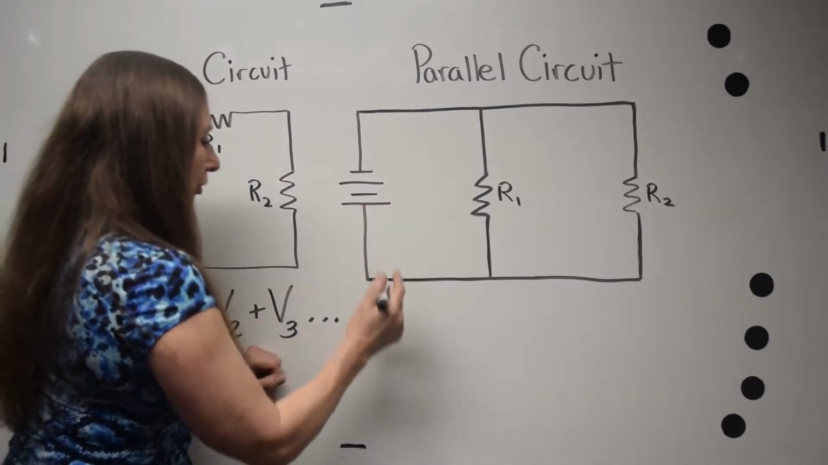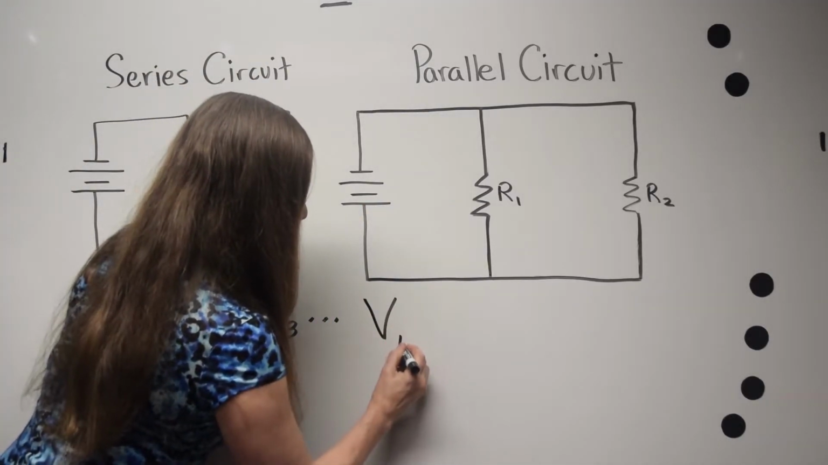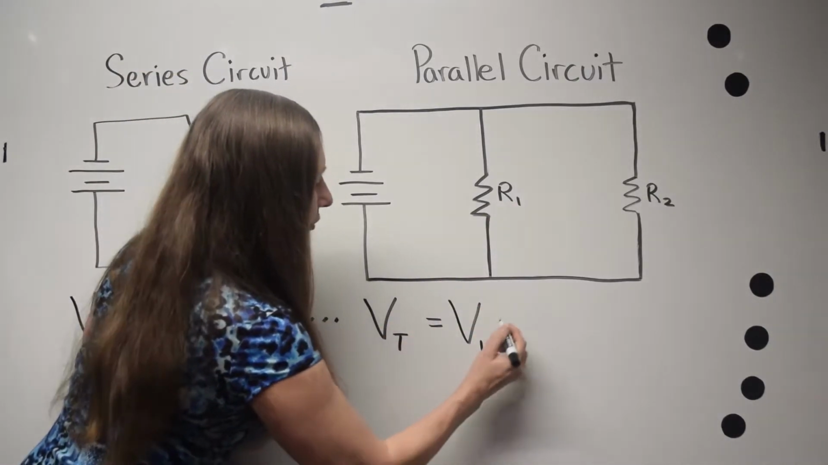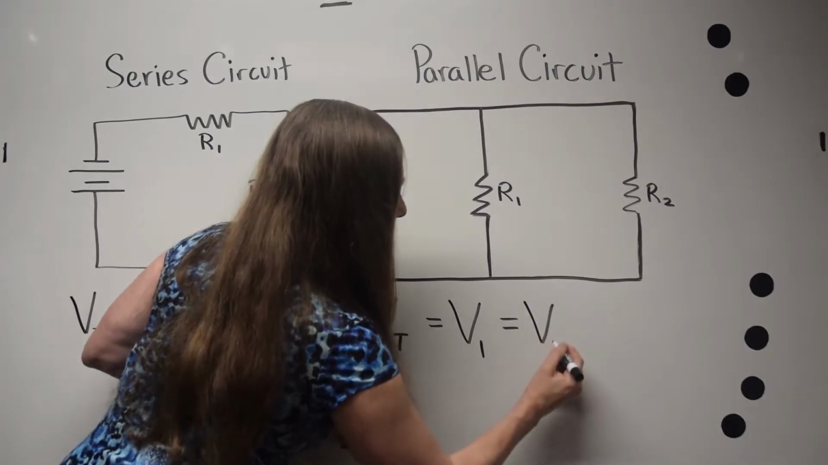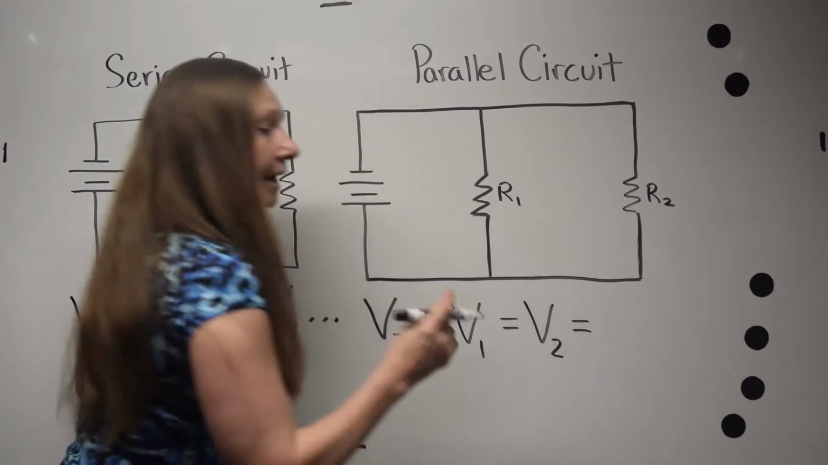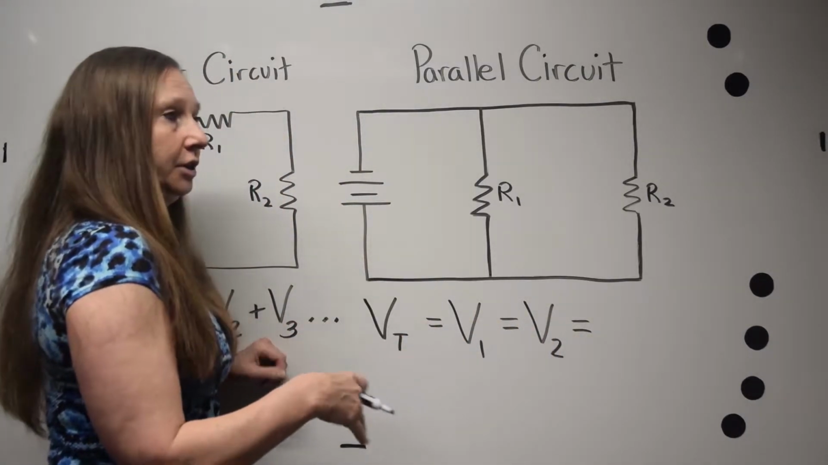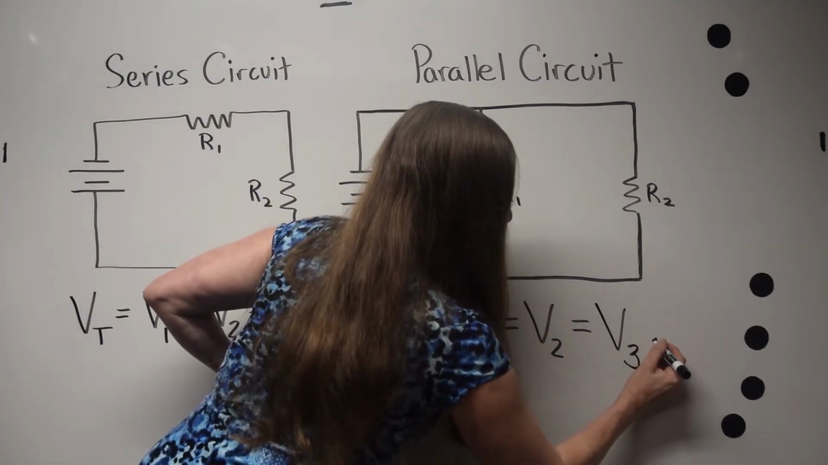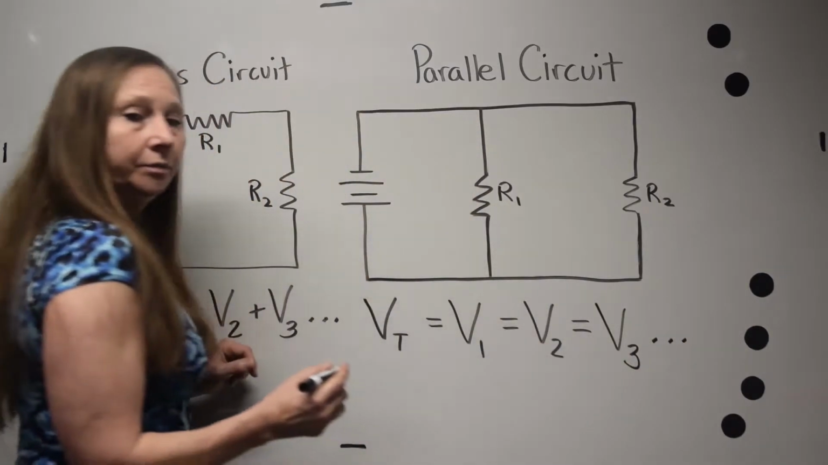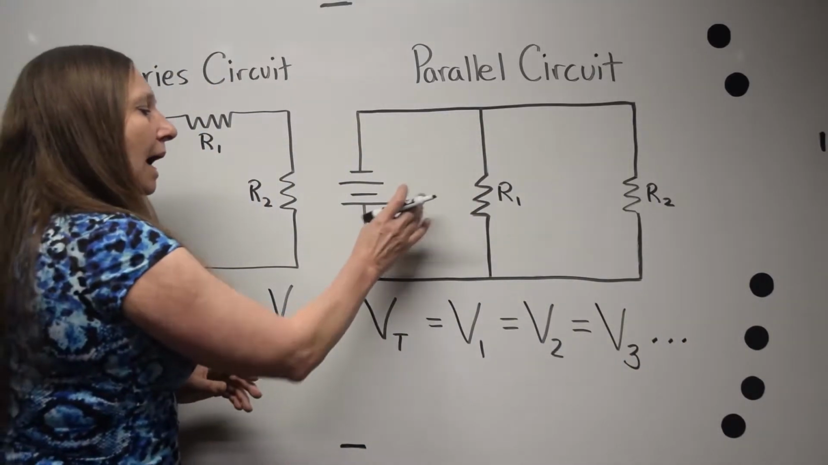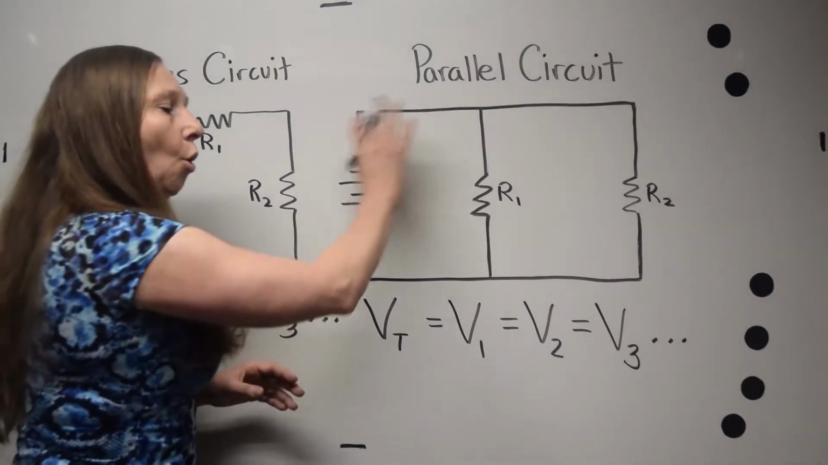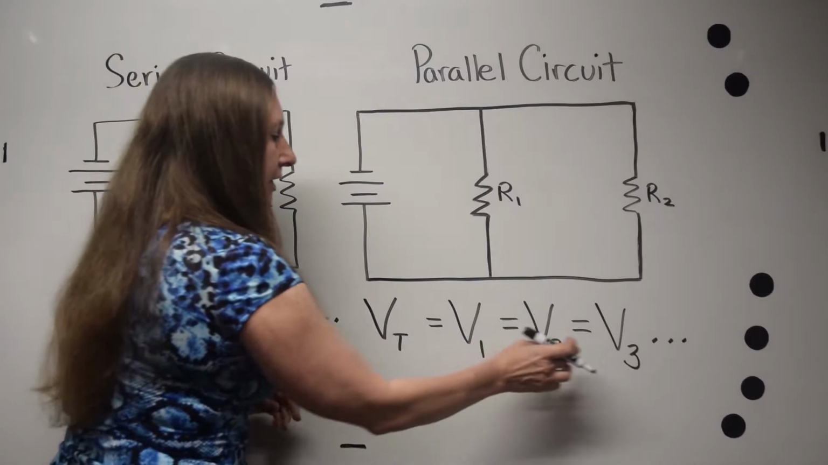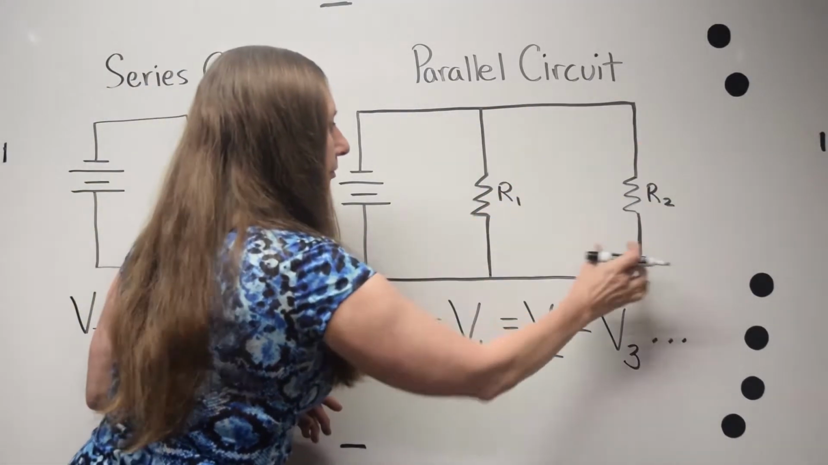That means that the total voltage, which is the voltage of the battery, right, would be equal to the voltage of the first resistor, which would be equal to the voltage of the second resistor. And if there is a third resistor, a fourth resistor, a light bulb, whatever, they would all be equal. All right, so in a parallel circuit, all the voltages are the same. The total voltage is the same as every other voltage in each branch.